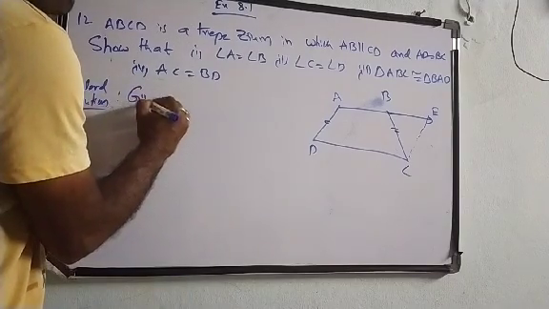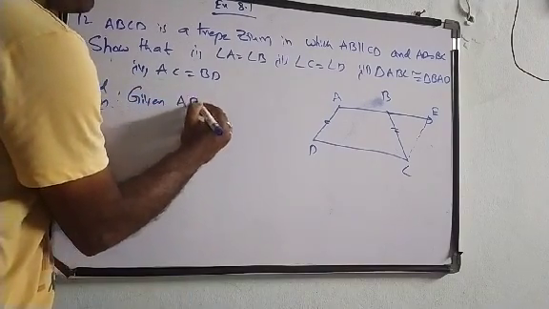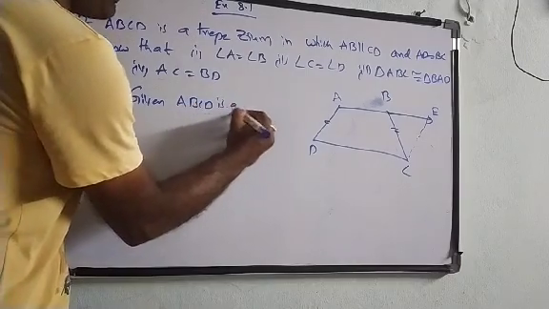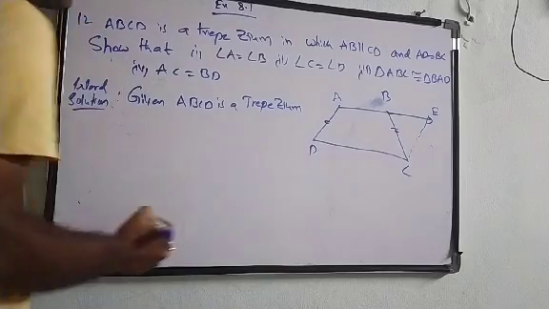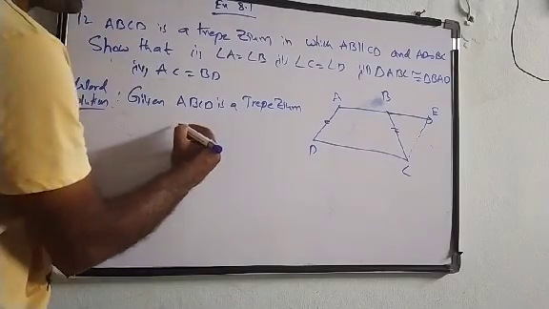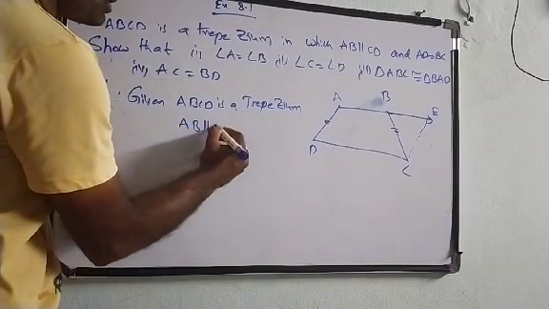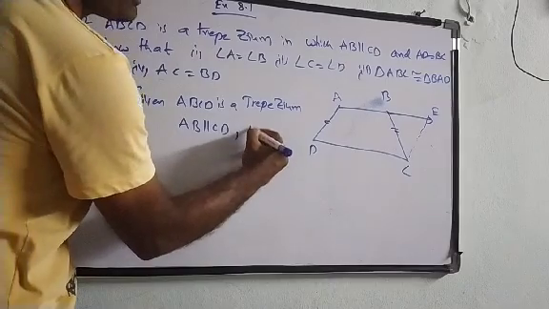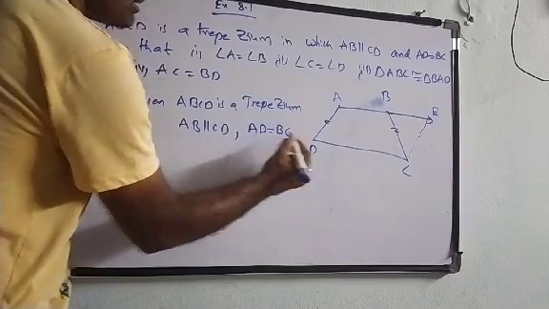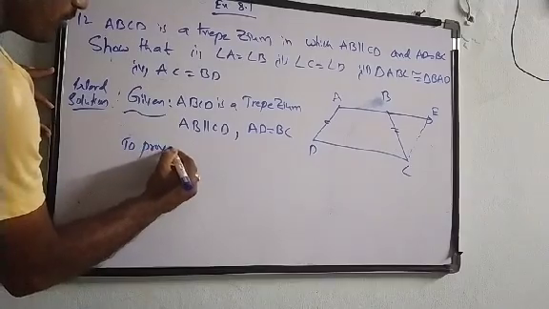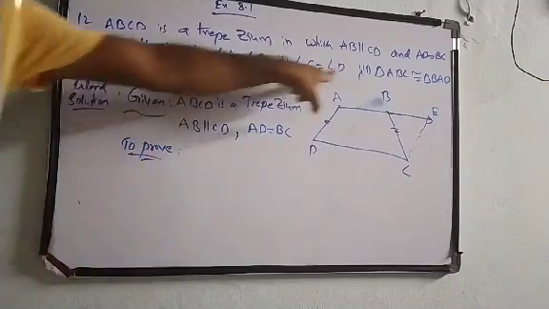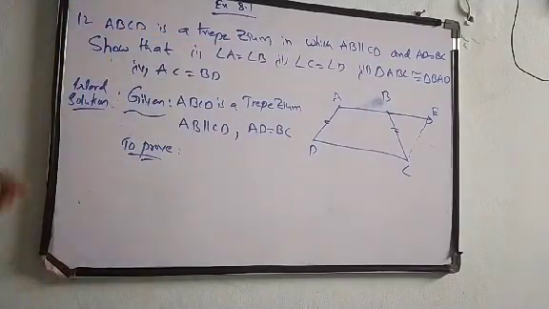So given: ABCD is a trapezium. So we can write AB is parallel to CD, and it is also given that AD is equal to BC. So this is the given statement. To prove, we have all the four statements that we can mention in the proof.